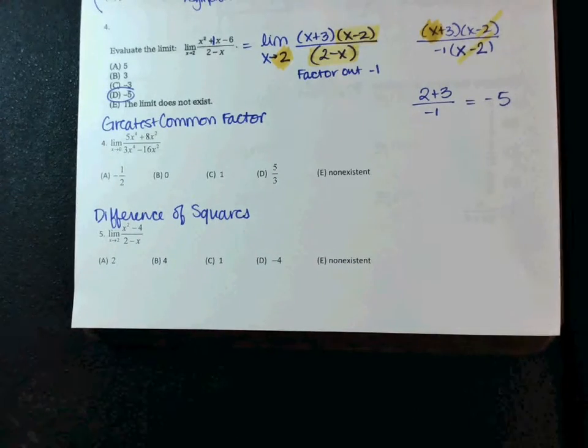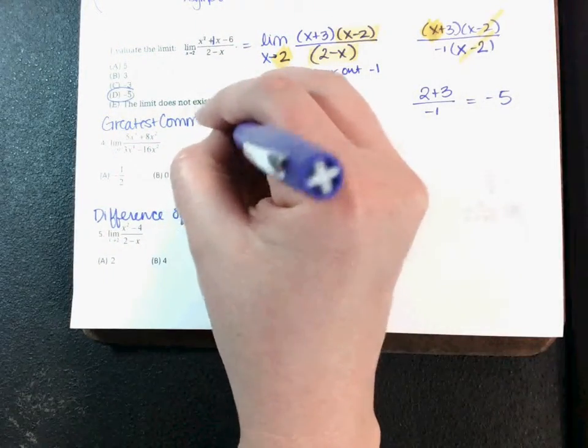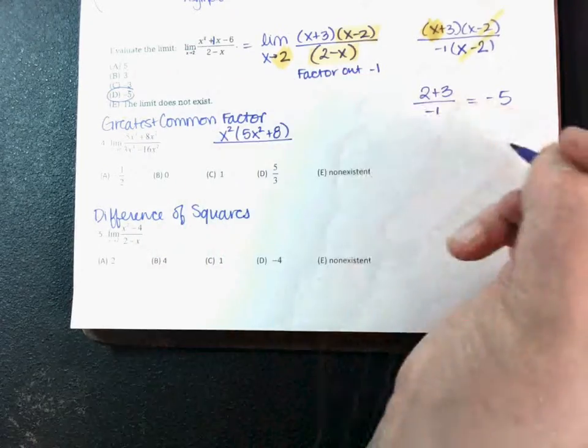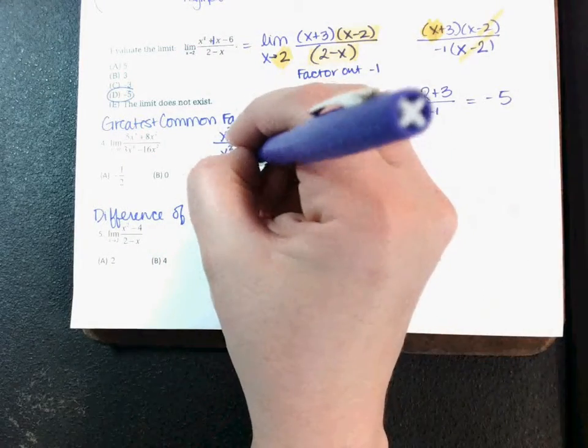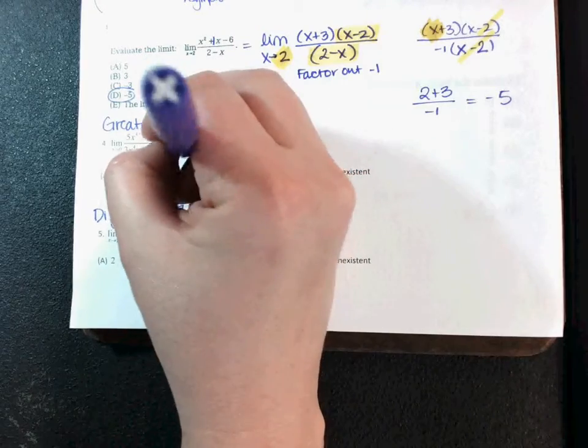Okay, what can we take out of number 4 from the top? X squared. What's going to be left over? 5x squared plus 8 on the bottom. X squared comes out again, and what's left over? 3x squared minus 16. Now keep in mind that x is approaching 0.